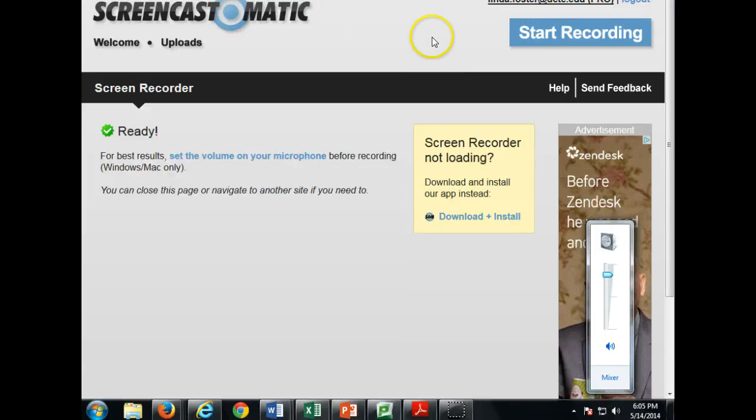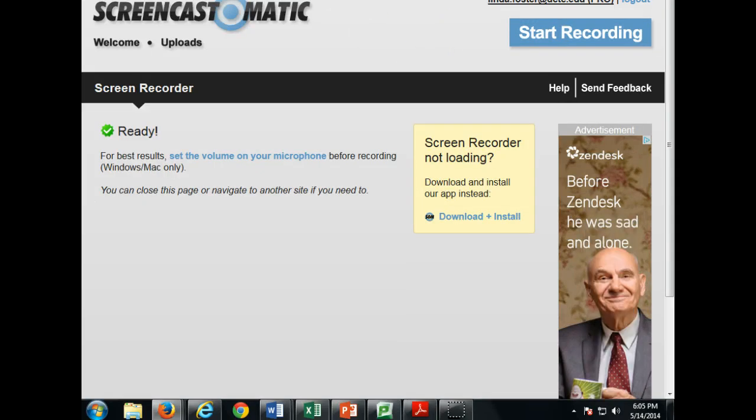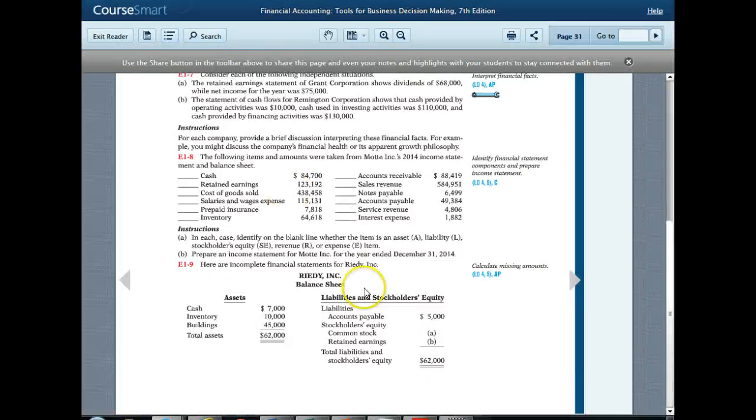Okay, guys, so we're going to start with 1-9 and exercise 1-9. And again, even though we're going over it in class, I still would like you to submit it for homework because it gives you extra credit. Here is an incomplete financial statement for Reedy.